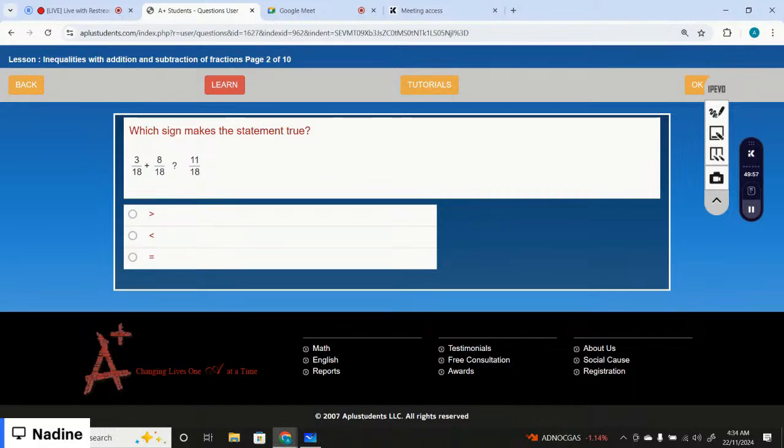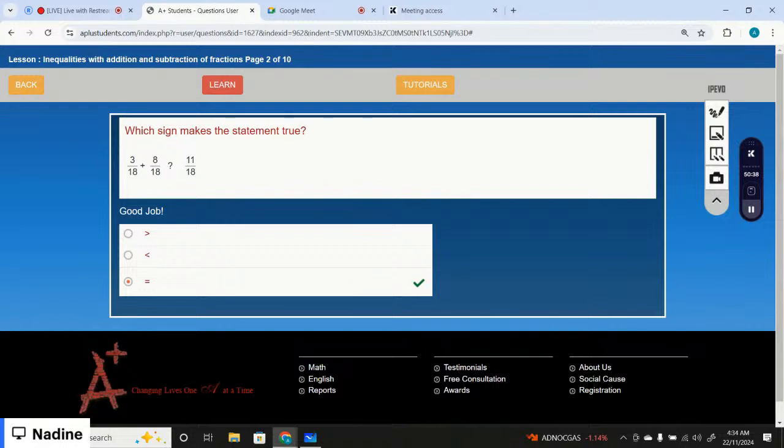Which sign makes the statement true? 33 over 18 plus 8 over 18, and you have to compare it to 11 over 18. So, which is the correct option? They are exactly equal, right? 8 plus 3 is 11. So, 11 over 18 is equal to 11 over 18.